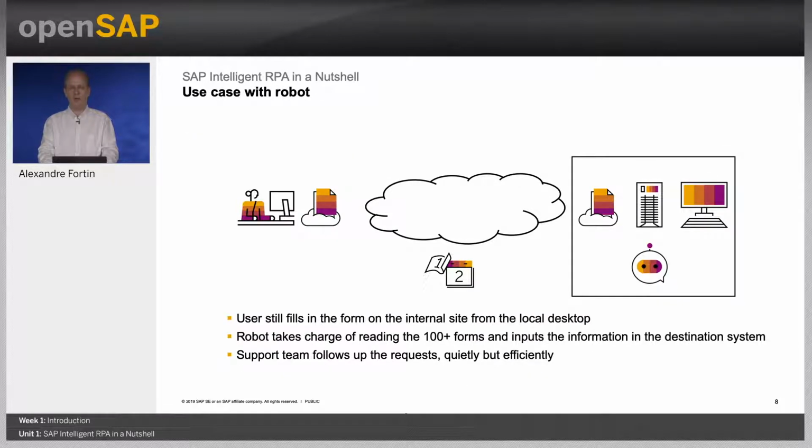And here is a robot in the picture. On one side, the web app, on the other side, the asset management system. Every morning, the robot alone creates more than 100 requests in the system, and it gives a report on what has been done. The support team can focus on high-value tasks. That's it.